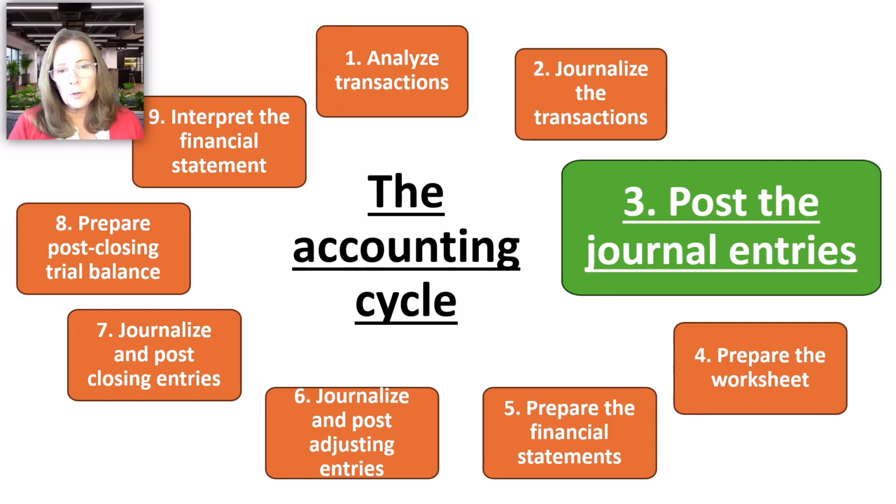Posting the general journal entries to the general ledger is step 3 of the 9-step accounting cycle and represents the point of no return. Once the journal entry is posted, you cannot delete it. You can reverse it with another journal entry, but you cannot delete it. That is why we've invested quite some time into the analysis of the business transactions and determining the correct debit and credit for the transaction.